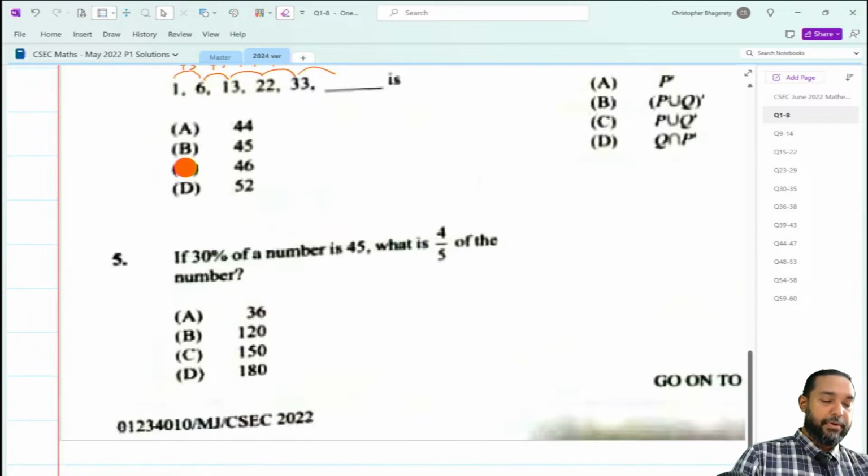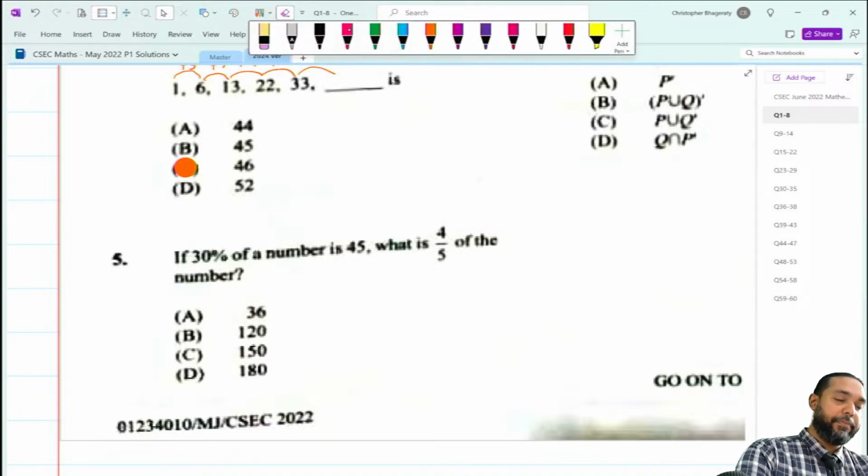If 30% of a number is 45, what is 4/5 of the number? That is a very interesting way to ask that question. Okay, so you could go about this a couple of different ways, right?